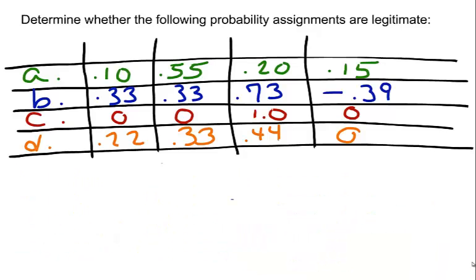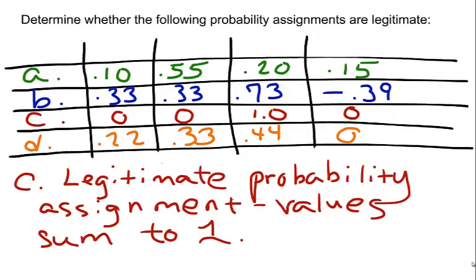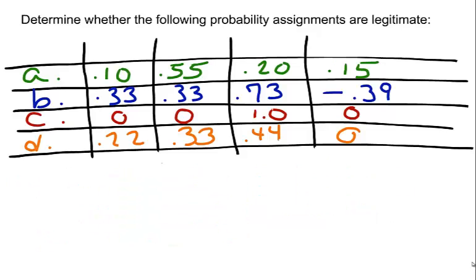Let's look at part C. Going across, the probability values are 0, 0, 1, and 0. This is a legitimate probability assignment. The values are between 0 and 1, and the sum of all probabilities within the sample space sum to 1. Finally, looking at part D, if we sum the values, 0.22, 0.33, and 0.44, the values do not sum to 1. Therefore, part D is not a legitimate probability assignment.